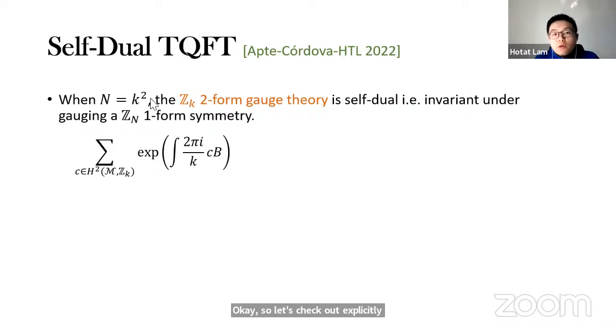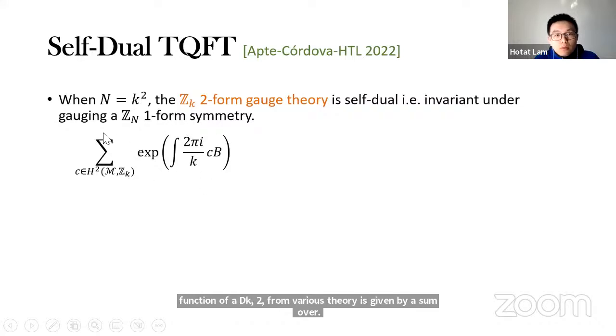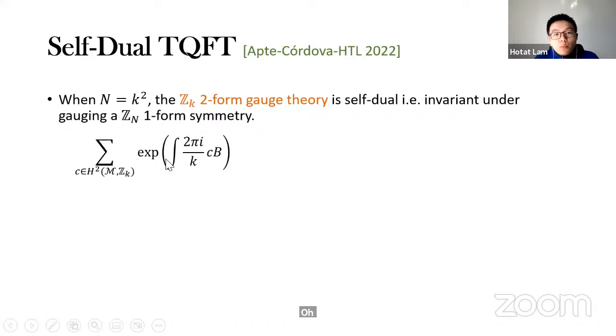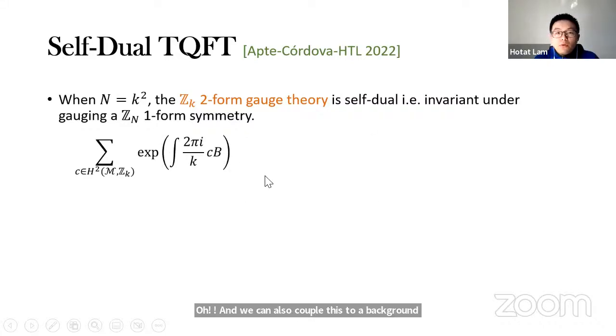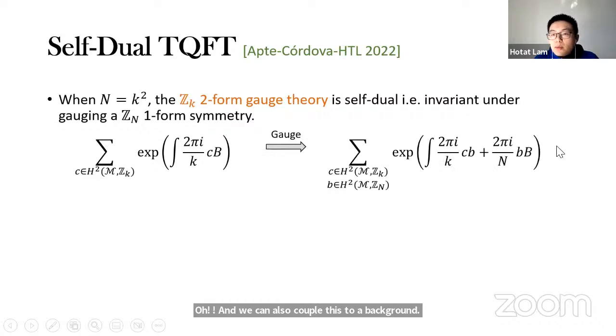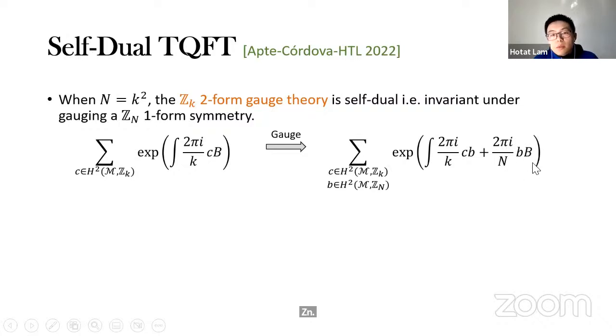So the partition function of a Z_k two-form gauge theory is given by a sum over Z_k two-form gauge fields, and we can also couple this to a background gauge field big B. Okay, so this is the partition function. If we gauge it, this is what we get. We promote big B to a little b, and then we sum over all possible Z_N two-form gauge fields, and then we also couple little b to big B.